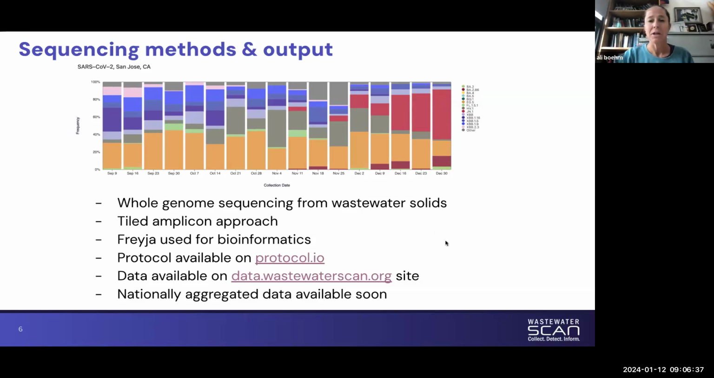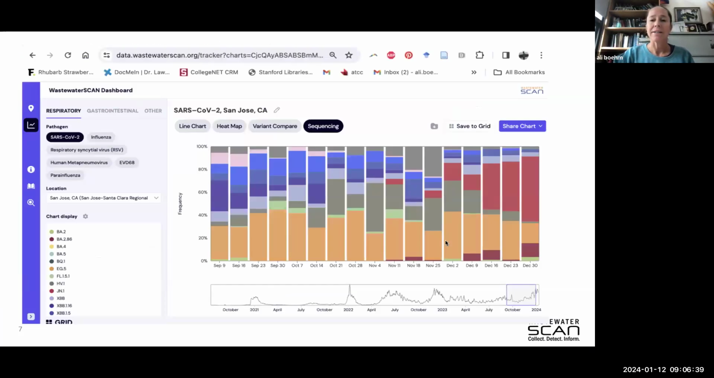These colors will change over time, and the labels will change as different variants become more prevalent and change, as they always do. To show you how to access these data, I took a screenshot of the website. Basically, the way to access these data is that you go to a specific site, in this case San Jose, and if sequencing data are available, the sequencing button here will be active, and you can click on it and look at the sequencing data.